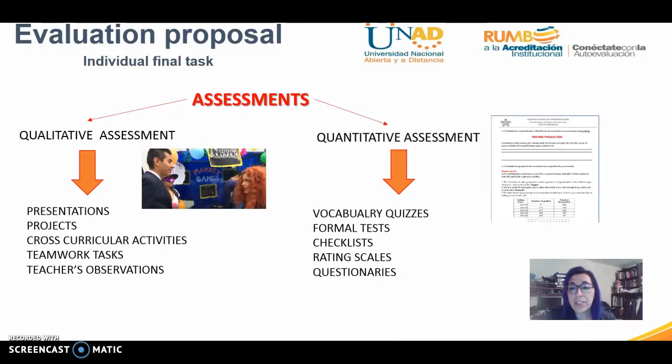And on the quantitative assessment, in this example, we have a guide which controls a little bit the writing production, but also they have some questions as a measure for checking the understanding of vocabulary. So we can use both assessments, qualitative as well as quantitative forms too.